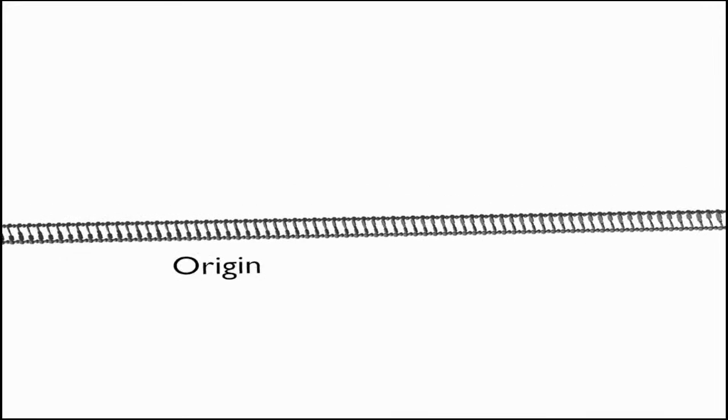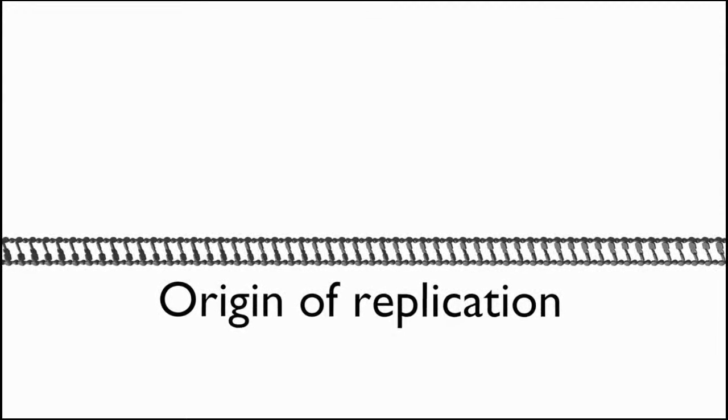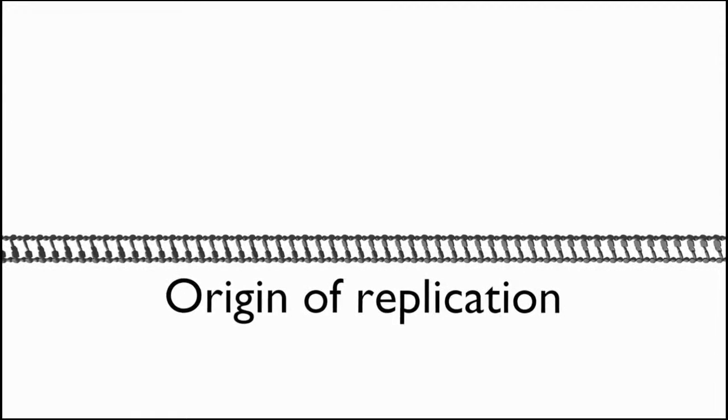Let's begin by considering the initiation phase. For copying to take place, the double helical structure of the DNA must first be opened at a site termed the origin of replication to allow access by the machinery that will copy the DNA.